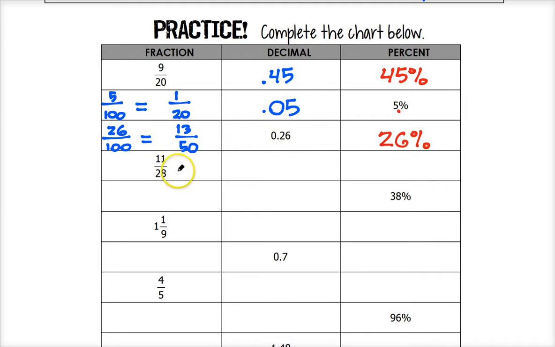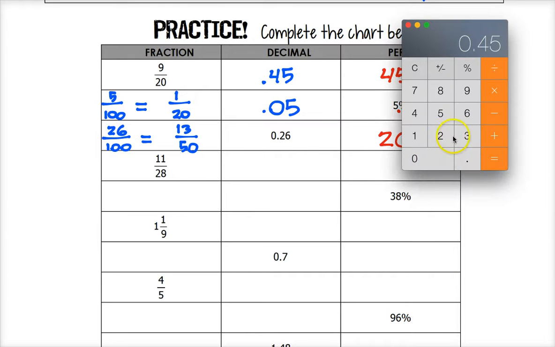11/28ths, again, we'll pull out the calculator. 11 divided by 28 is this long decimal here, 0.39285714285714. Okay, our rule of thumb here is we'll go to 4 decimal places if necessary, and then if it's not an obvious repeating decimal, we'll simply approximate. So the 10,000ths place is where we'll go 4 decimal places, 0.3928.